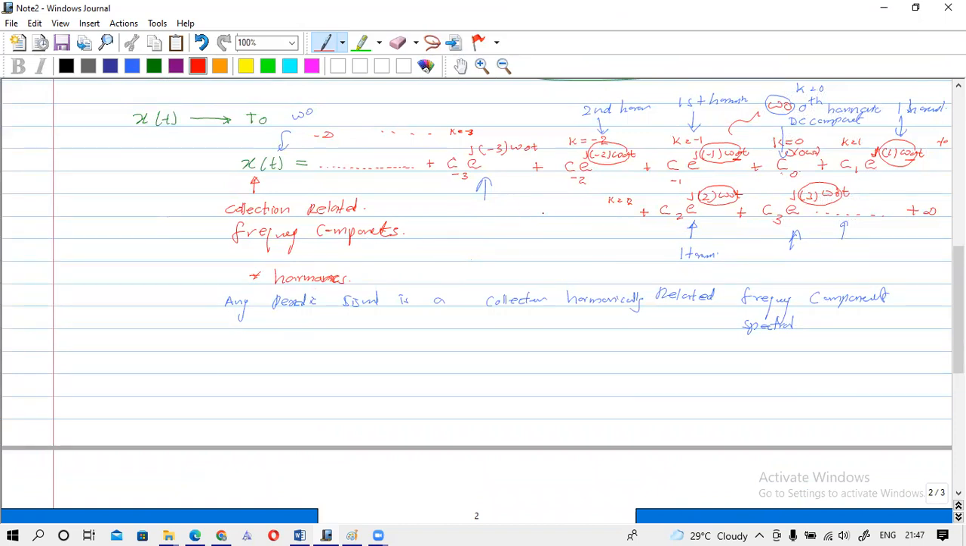So I hope you get this idea. Any periodic signal can be seen as a collection of harmonically related frequency components.